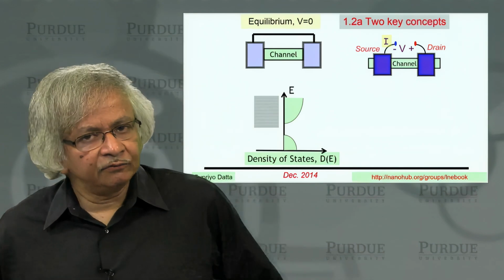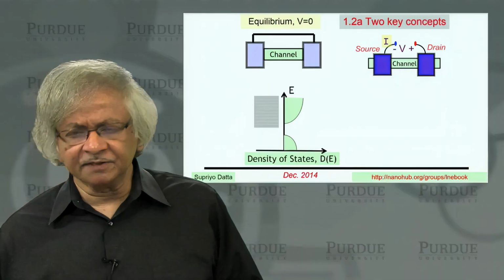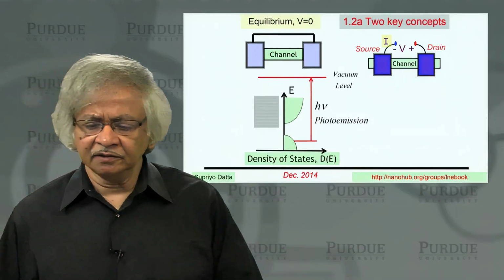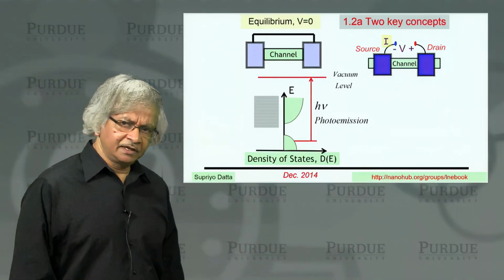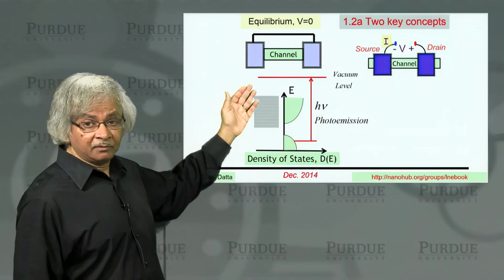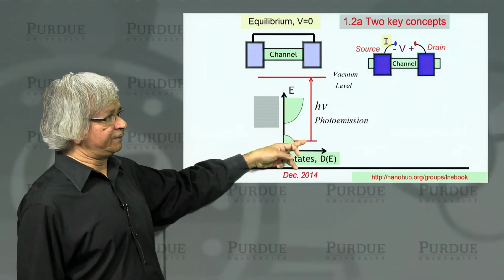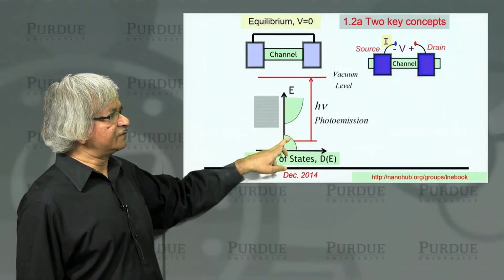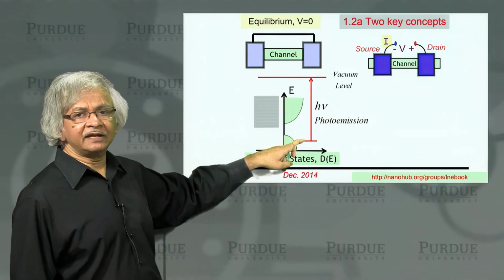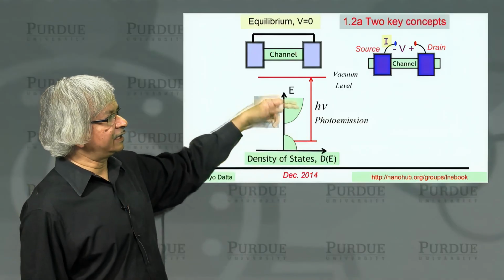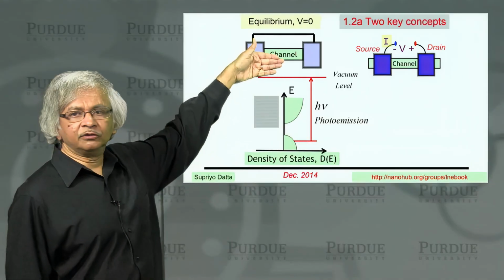So how do you know what's the density of states? Well, experimentally, usually you measure it using different types of experiments. The most common one is photoemission, for example. Photoemission means you have electrons here. If you hit it with light, you can excite an electron and knock it out into the vacuum.